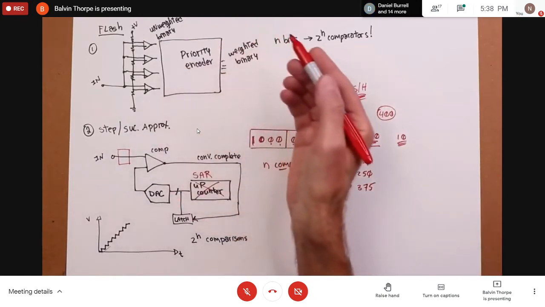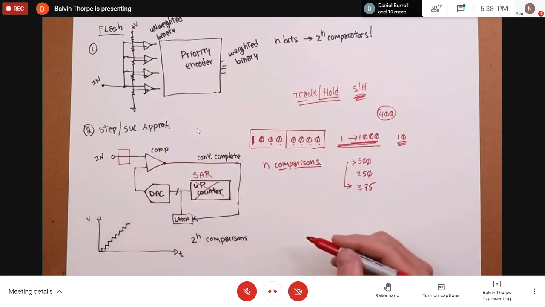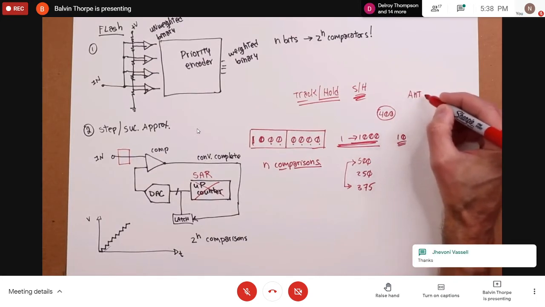Also, we're going to make sure that we have to have up front here an anti-aliasing filter. Don't forget that, right? We need an anti-alias filter.